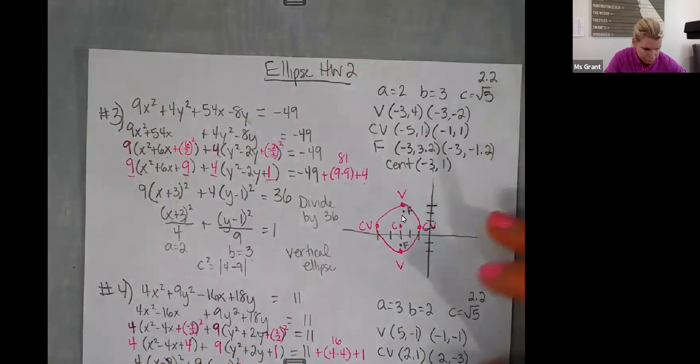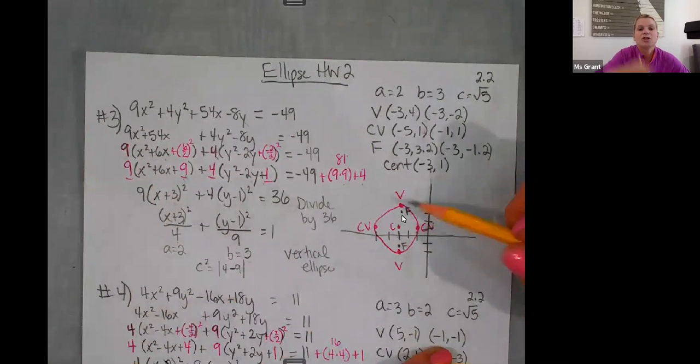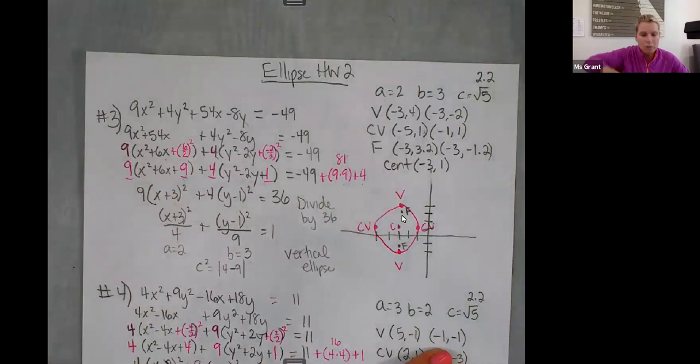So, since this is a vertical ellipse, the major axis is up and down. That's where my foci go. From my center, I went 2.2 up, and then I went 2.2 down. So that's number 3.